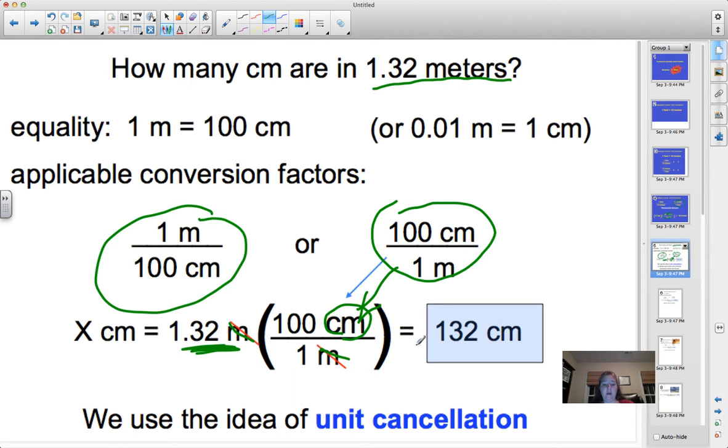So now we just multiply. Since the 1.32 is in the numerator, we multiply that times 100. We can simply move the decimal place over 2 units if we didn't have a calculator with us, and we get 132 centimeters as our final answer.